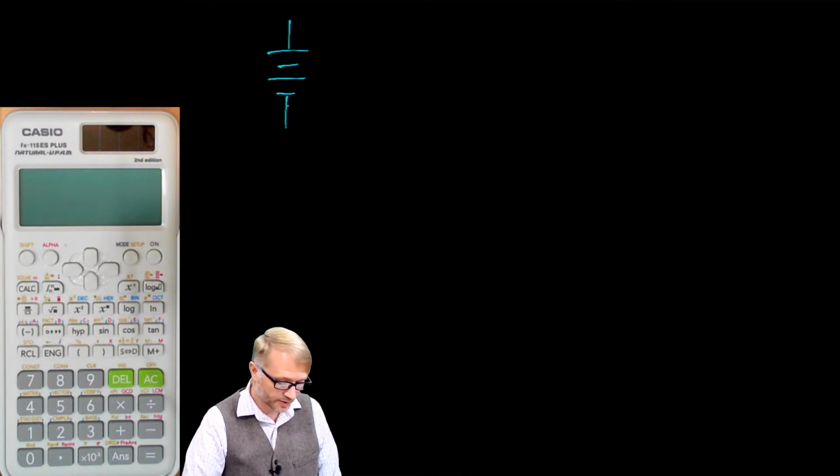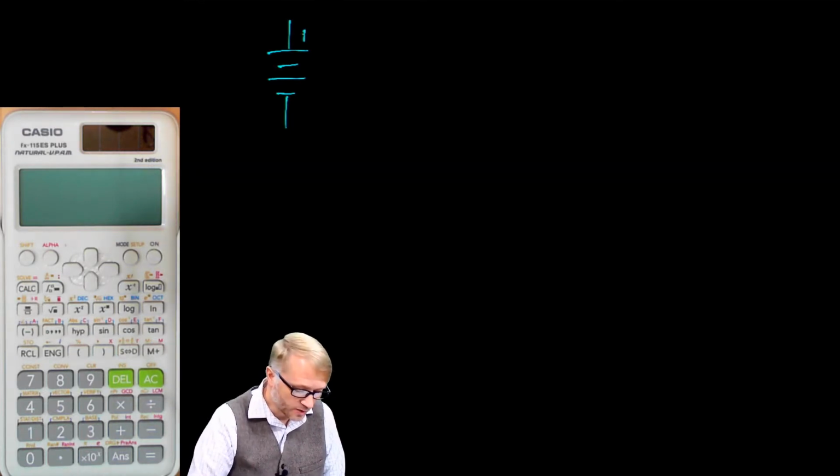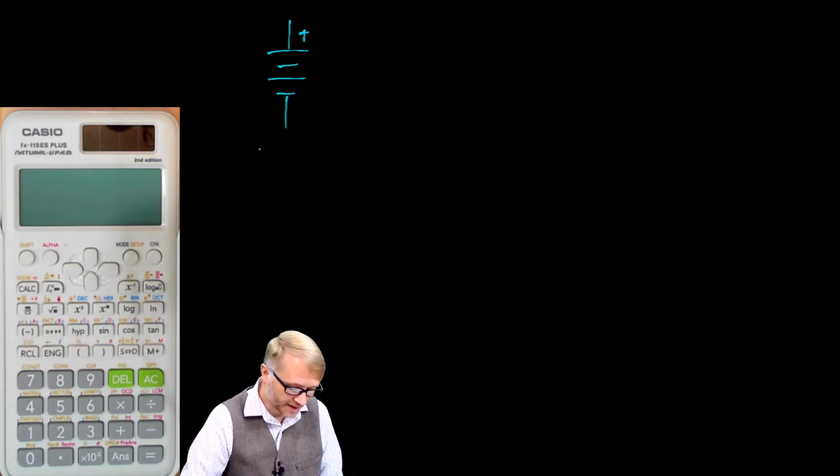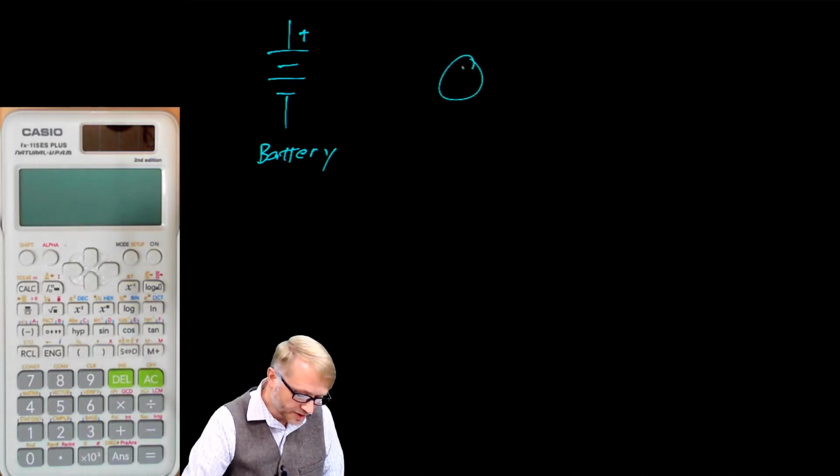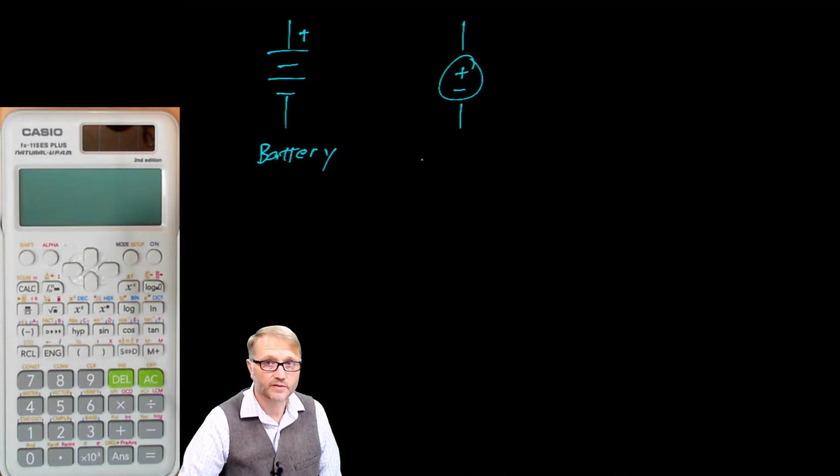You remember the symbols. We had the battery. The battery has polarity. The large bar would indicate the positive terminal. The lower or the smaller bar would indicate the negative. You may see a plus sign like so. We had a voltage source. And this is an ideal voltage source.